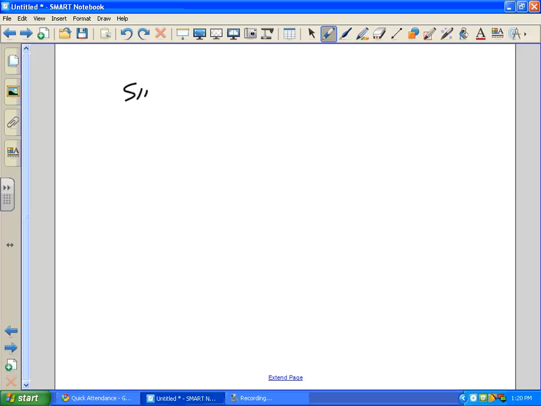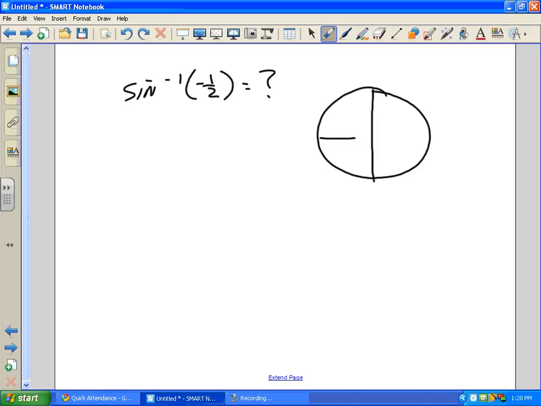So if I said the inverse sine of negative a half, what is that? I draw the unit circle every time, and I don't draw the whole circle, but I draw enough of it so I can see what's going on. So where are the sine values negative? Not the second quadrant. In quadrant 3 and 4. So what is the angle in quadrant 3 that has a sine value of negative a half? 7 pi over 6. Good.